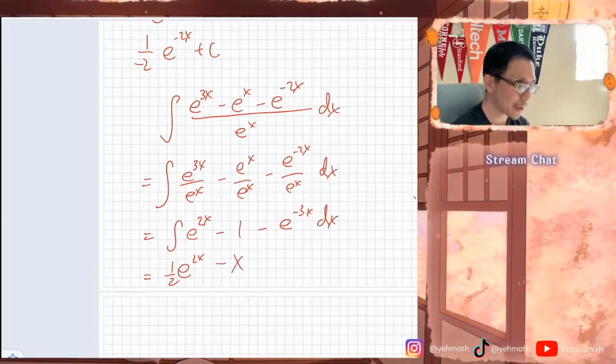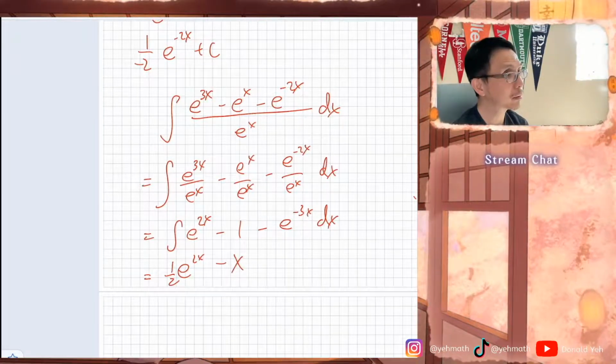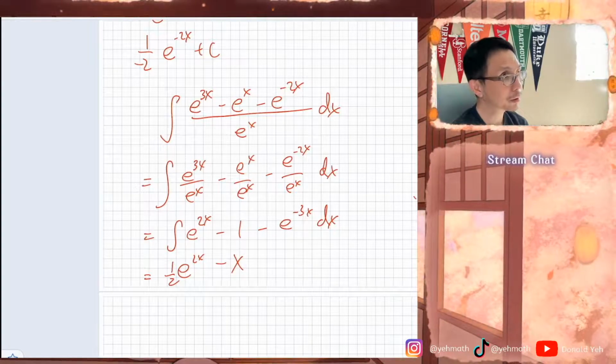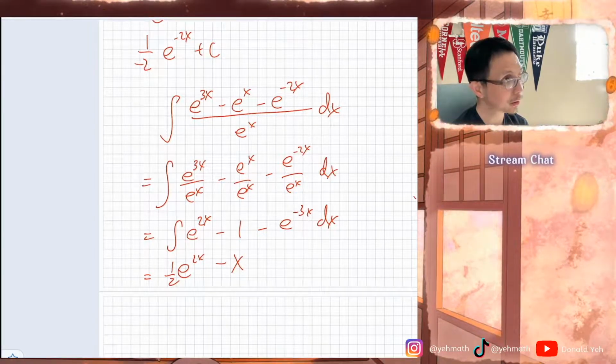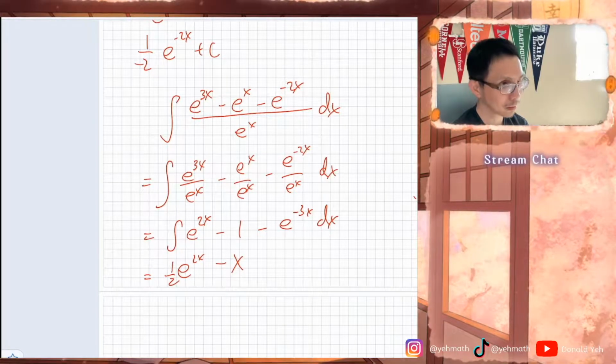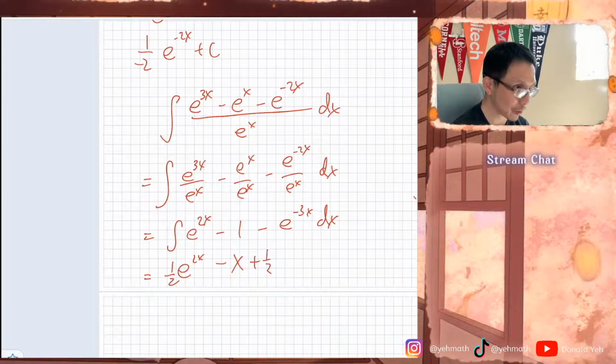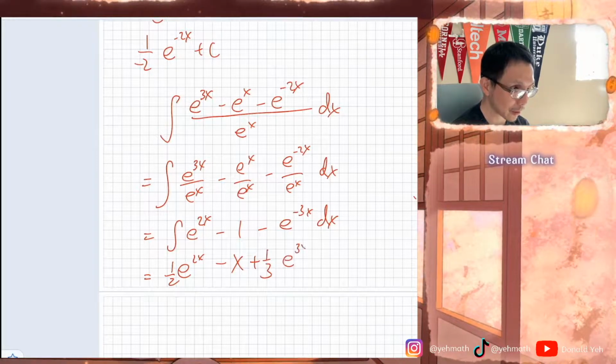And minus x here, the integration of 1 is x. And what's the next one? What do you think the integration of negative e to the negative 3x is? 1/3 is plus because it's both negative and plus. So it'd be like this.